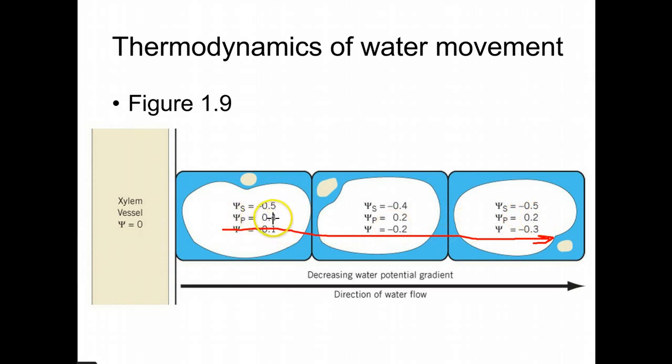Here, the pressure is 0.4. The osmotic potential is -5. So we have a water potential of -1. Here we have a solute potential of -4, a pressure potential of 0.2, and an overall water potential of -2. And in this third cell, we have a solute potential that's much more negative. I know that's not correct English. And a pressure potential of 0.2, and then a water potential of -3. If this had the same water potential, there would be no movement. So this is the direction of water movement.